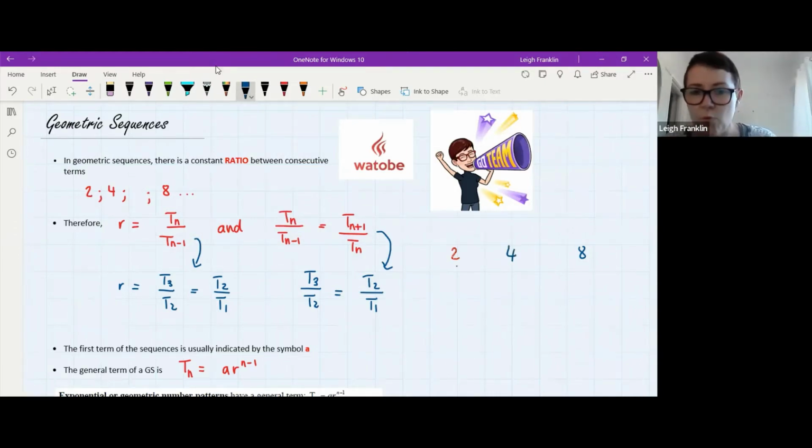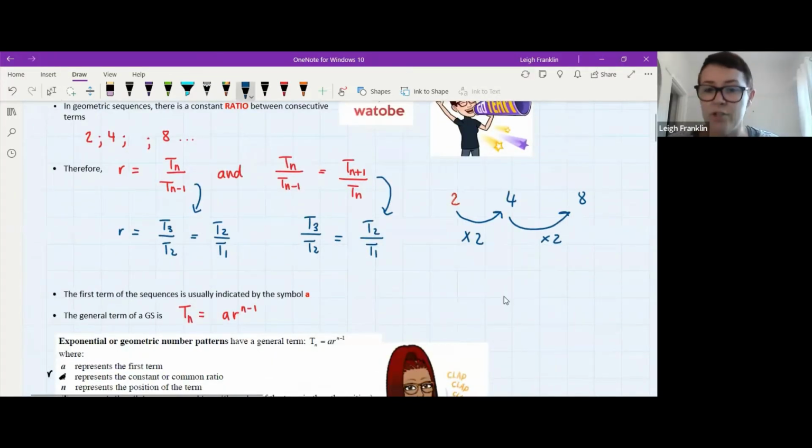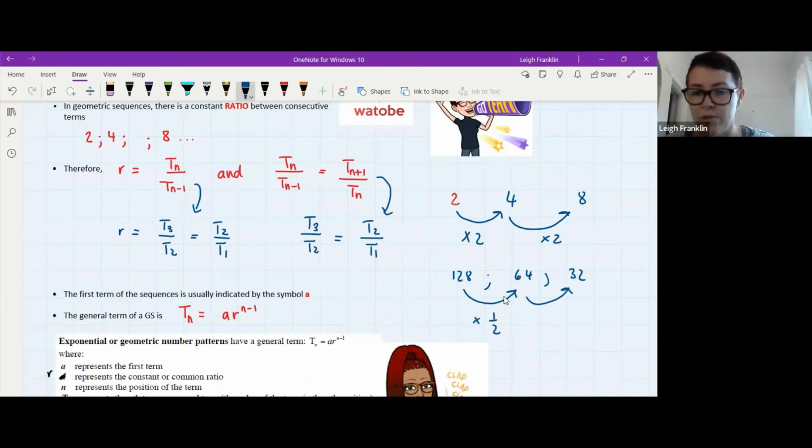Okay, so as we go from one term to the next, we are having to multiply. Sometimes we're multiplying by a whole number, sometimes we're multiplying by a fraction. So for example, we could have something like this. I could have 128, 64, 32. When I go from this term to this term, I'm multiplying by 1 over 2. So there's not a constant difference anymore.